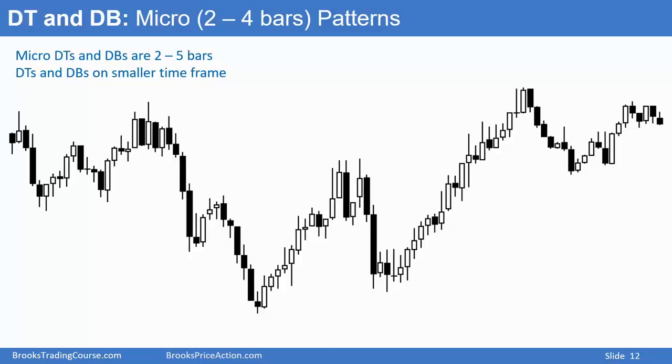I use the term micro double top or micro double bottom for a double top or a double bottom that has only 2, 3, 4, 5 bars on it. On a smaller time frame chart, it could have 10 or 20 bars and be a regular double top or a double bottom. But on this chart, if I see a double top or a double bottom that is 5 bars or less, 4 bars or less, I call it a micro double top or a small double top.